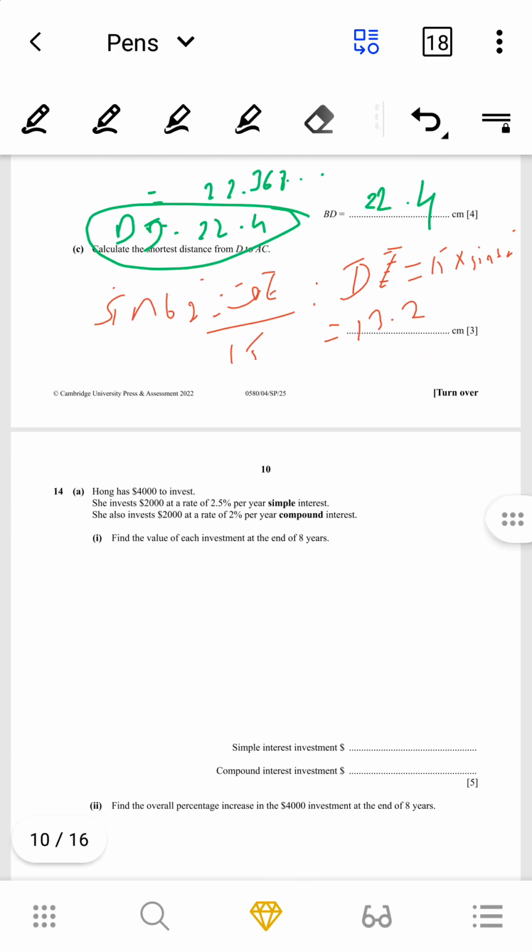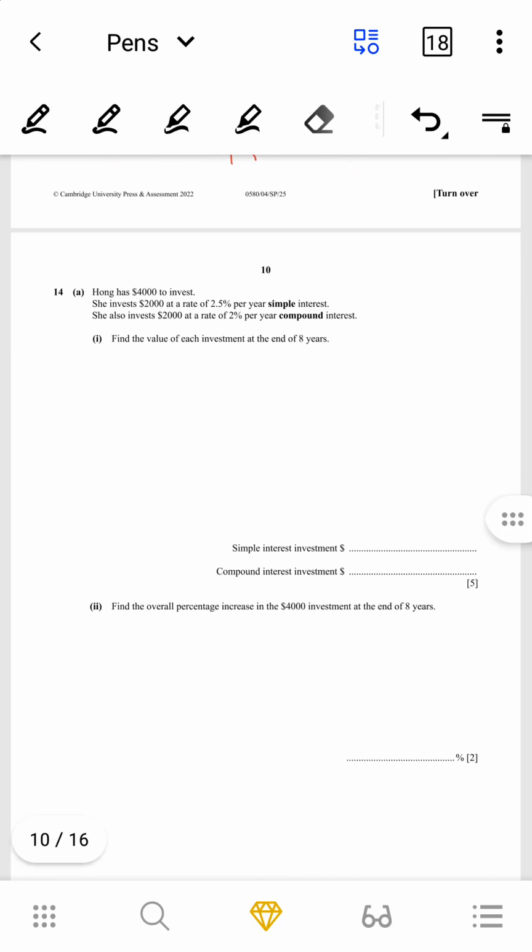So very easy problem. Next, moving forward with the compound interest and simple interest concept. This is very important. Definitely we can expect this kind of question in the board examinations from this SI and CI concept. Okay, Hong has $4,000 to invest. She invests $2,000 at a rate of 2.5% per year, simple interest. She also invests $2,000 at a rate of 2% per year, compound interest. Find the value of each investment at the end of 8 years.